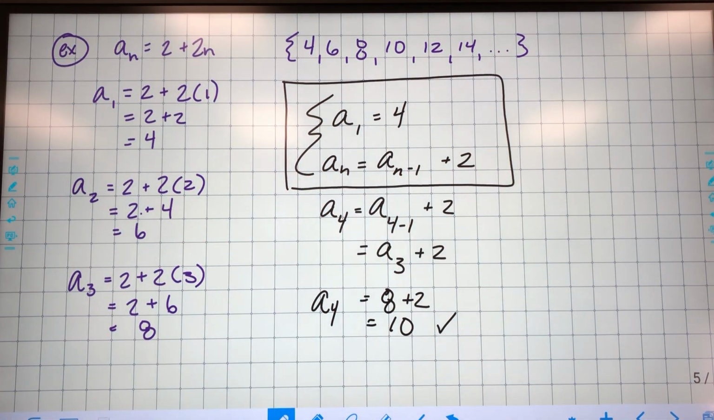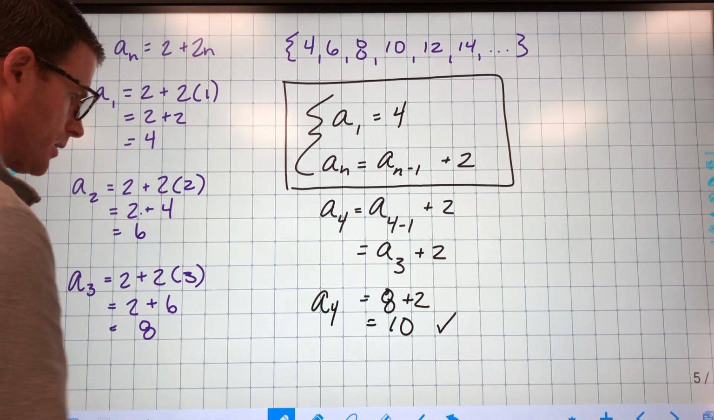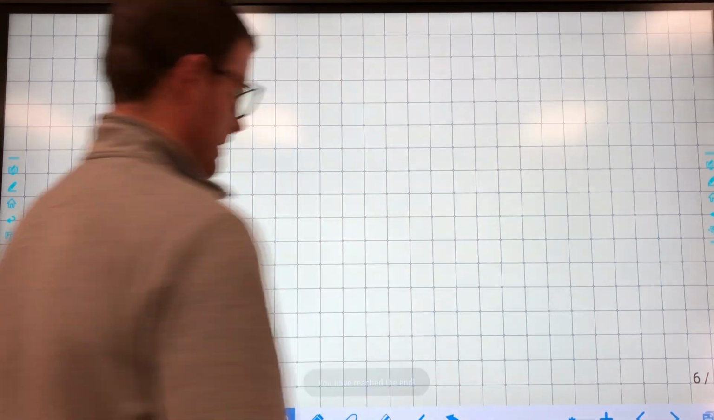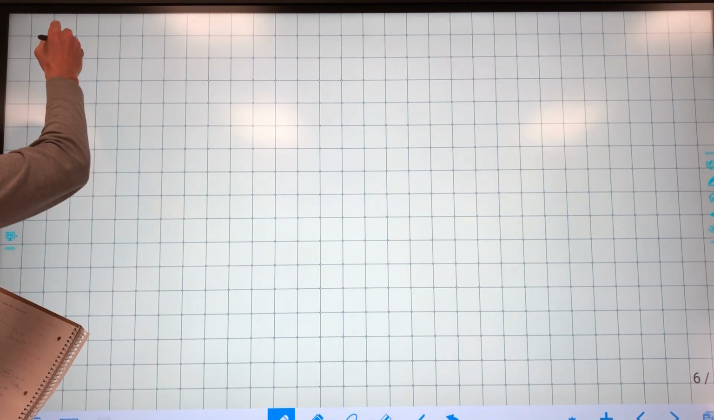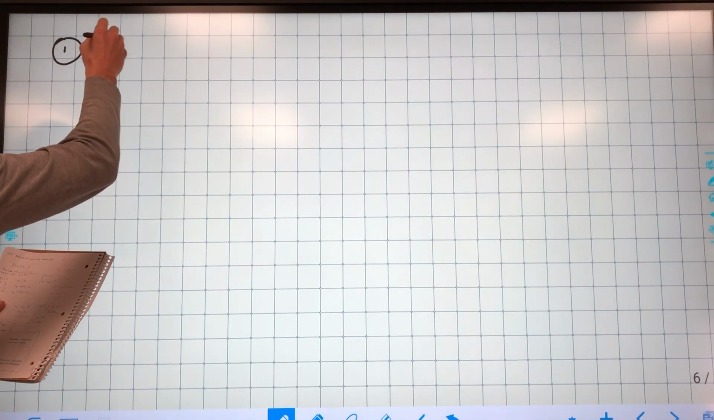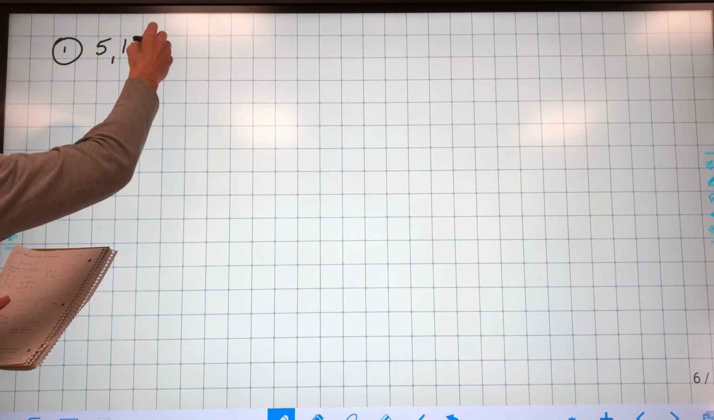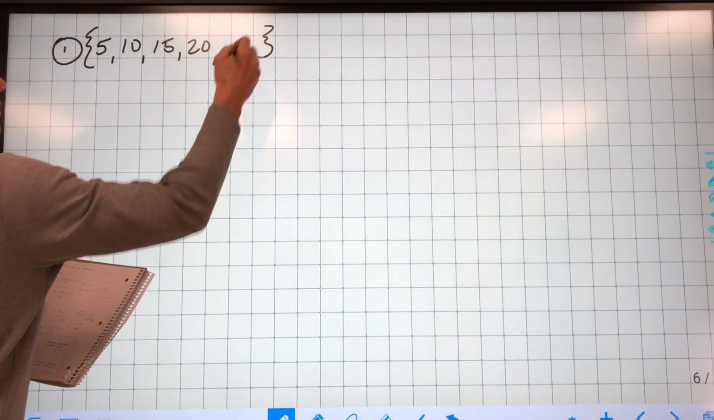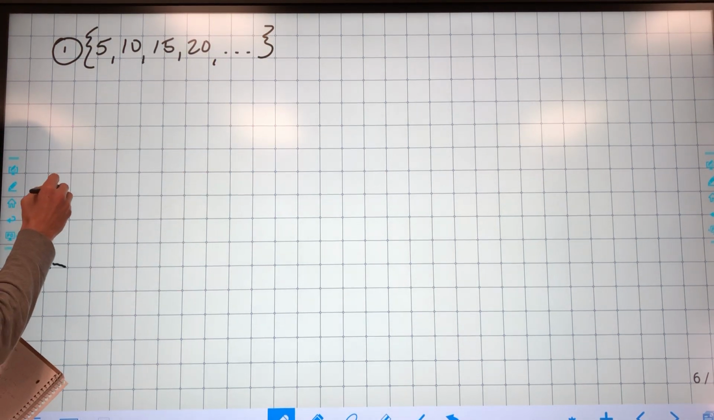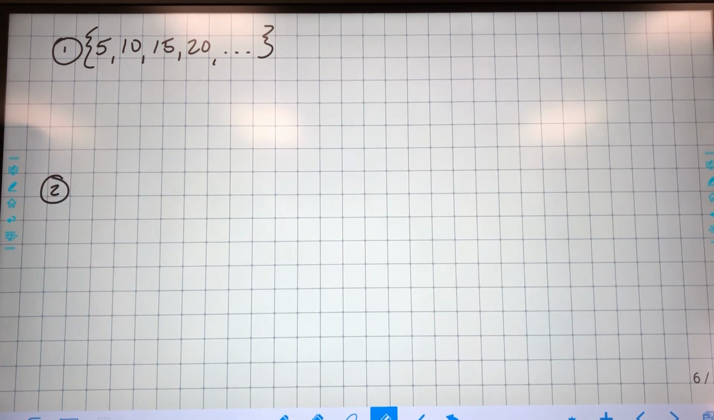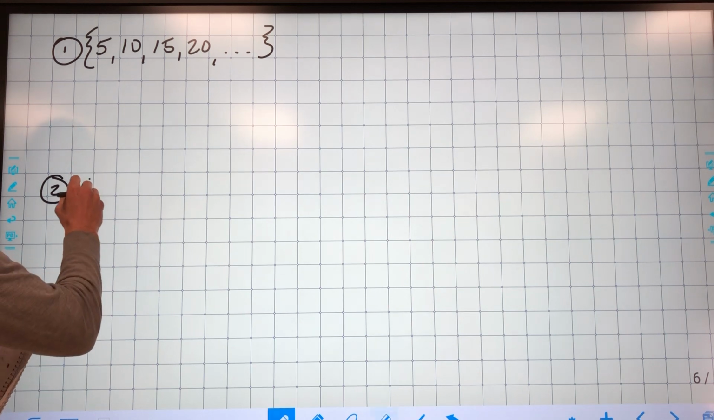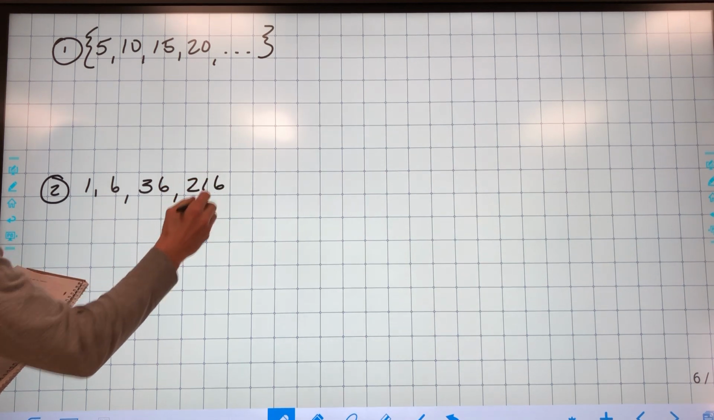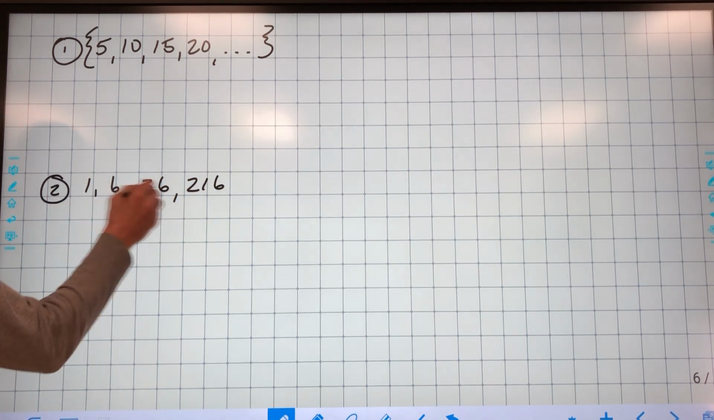All right. Here we go. Couple more. I'll give these to you. You see if you can pause it and find the recursive formula for each of these. So first, number 1. I'm just going to give you the sequence: 5, 10, 15, 20. Write a recursive formula for that. Number 2: 1, 6, 36, 216. Write a recursive formula for that.